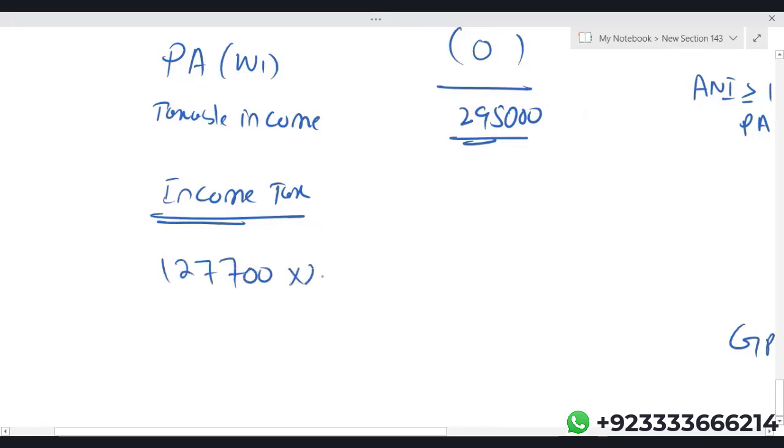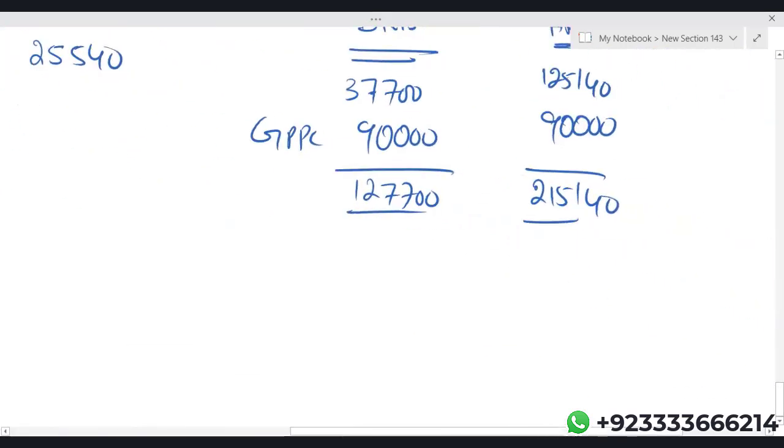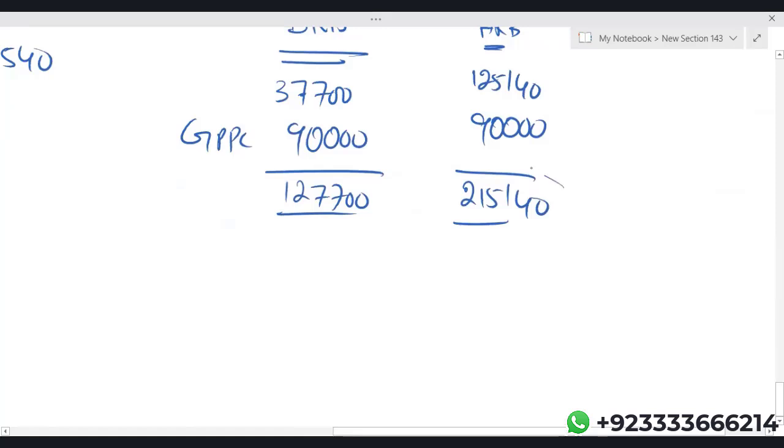1,27,700 into 20%. I'm getting 25,540. Your taxable income is 2,95,000. So far, we have only calculated the tax on 1,27,700. Now listen. High rate band is ending on 2,15,140, and the taxable income is even more than the high rate band.